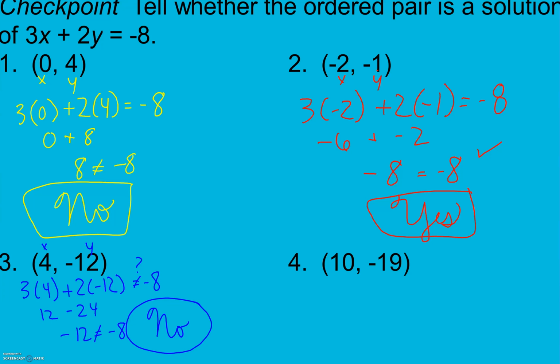Last one here, x and y. I have 3 times x, which is 10, plus 2 times y, which is negative 19, equals negative 8. 30 minus 38 gives me negative 8. And that is true, so yes, this is a solution.